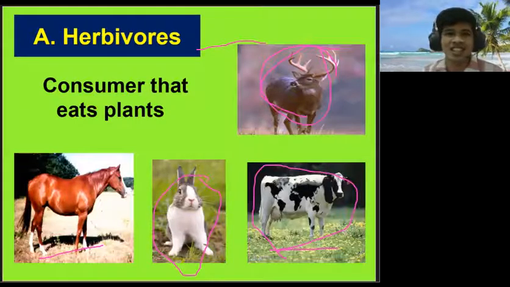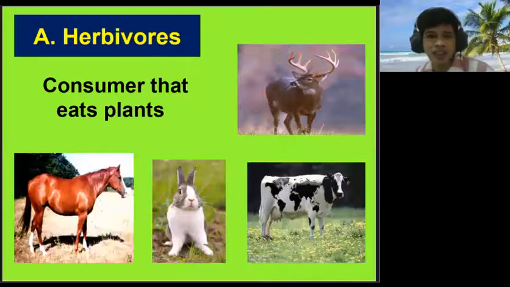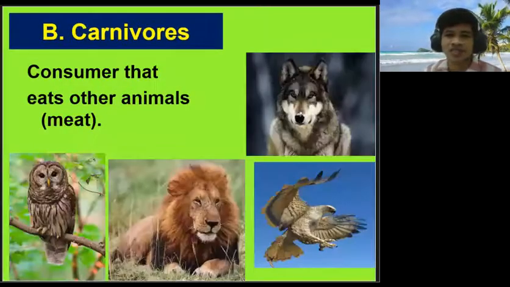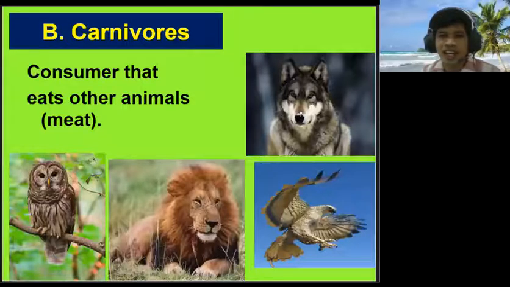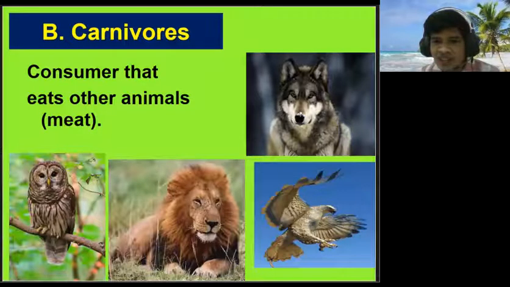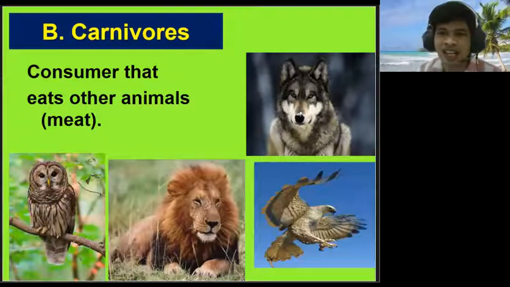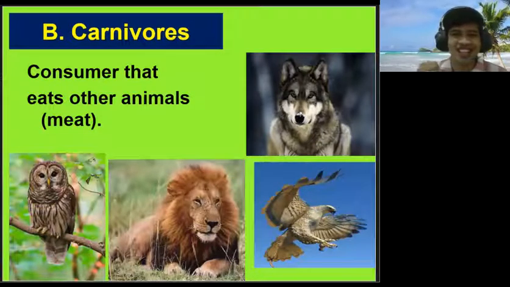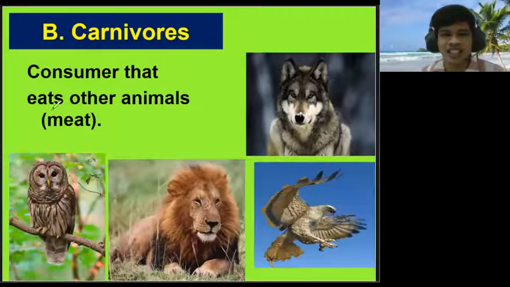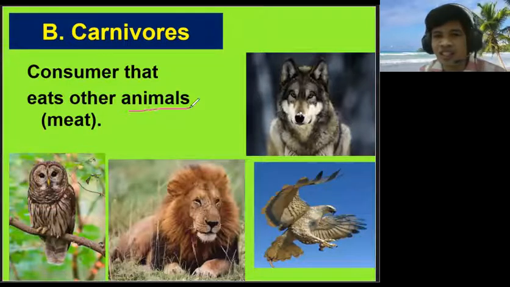Next is letter B, carnivore. Okay, carnivore. Letter B, carnivore. I'd like to read a message. Bloom here said, carnivore is an animal that eats other animals or flesh. Okay, and that is correct. Bloom, carnivores are consumers that eat other animals or the flesh or meat of other animals.